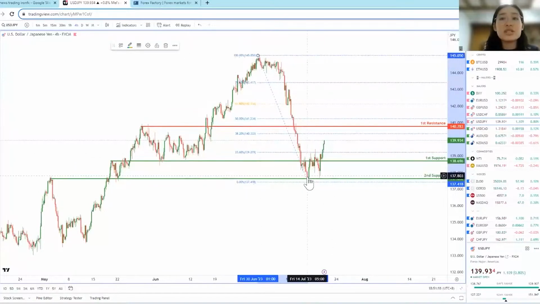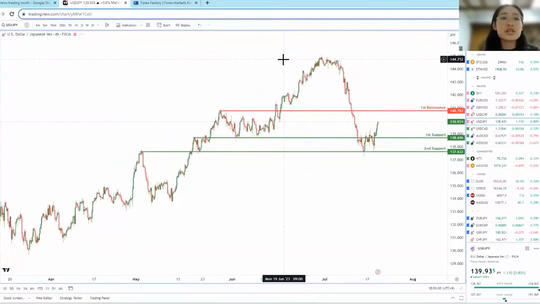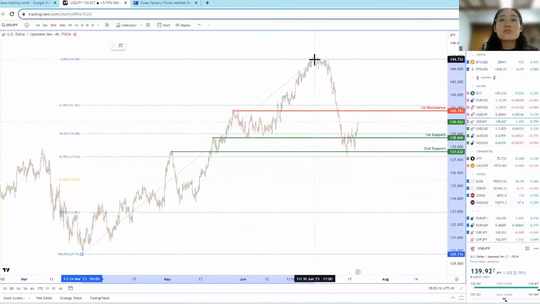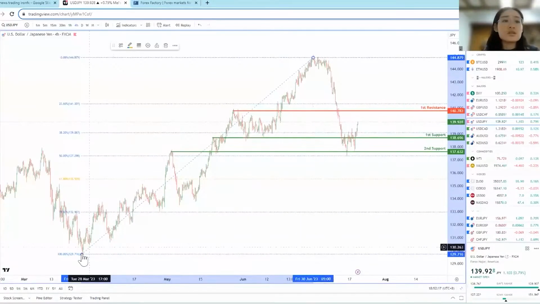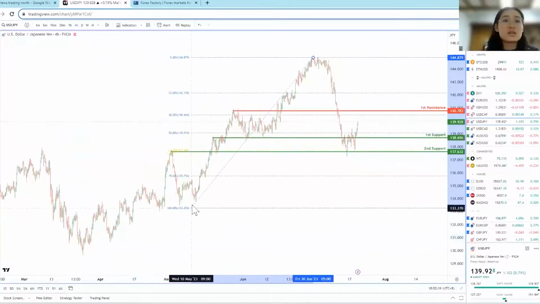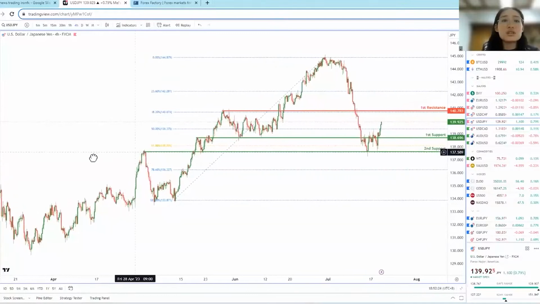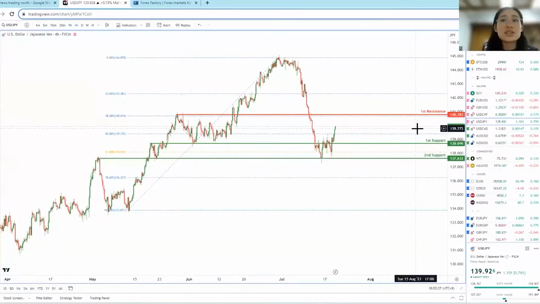Okay, none of these levels really line up with any of my levels, so I'm just gonna get rid of it. Okay, maybe here. Okay, we have the 38.2. That lines up nicely with my first resistance.